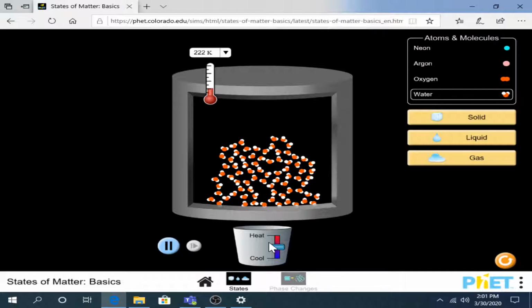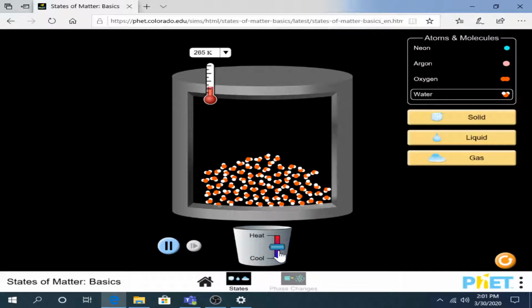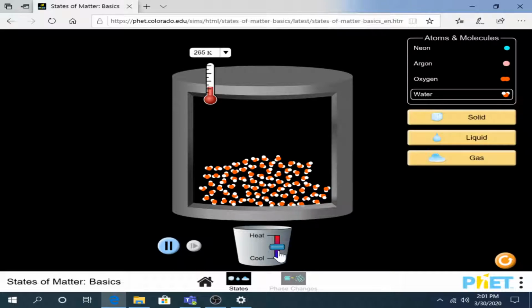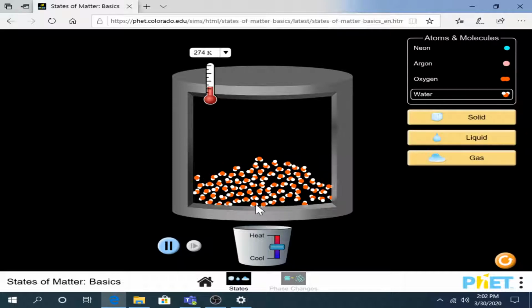Okay. You can see that as I increase the temperature to around 273 Kelvin, all of a sudden there it goes. The lattice breaks down. Let's see if we can go back the other way. And it starts to form that lattice again. So as I cross that boundary, it breaks down. They start to spin more individually.